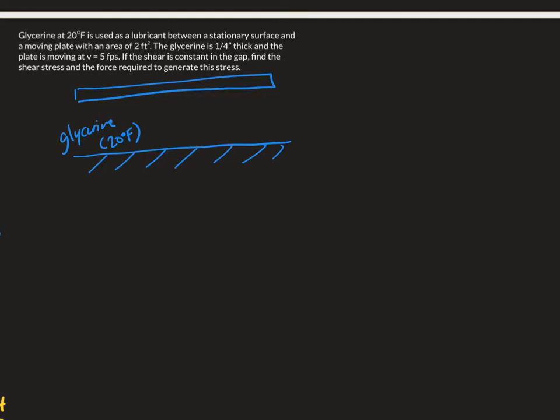The lubricant is between a stationary surface and a moving plate with an area of 2 square feet. So the moving plate, this little area on the bottom of it, the area is 2 square feet. The glycerin is 1/4 inch thick. I don't really like inches, so we will change that to feet, 1/48 feet. This is my given. And the plate is moving at v equals 5 feet per second.